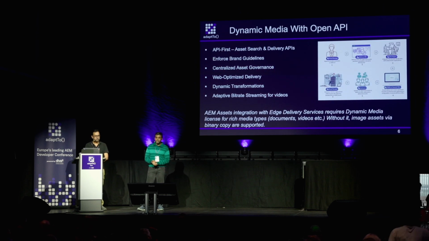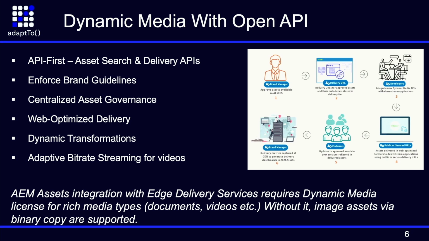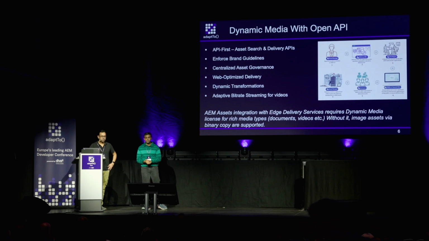Dynamic Media with Open API is the latest iteration of the Dynamic Media stack. It's an API-first approach wherein there are APIs available for asset search and delivery at scale. As developers, you can easily integrate your client applications with these APIs. It is helpful in enforcing brand guidelines, provides centralized asset governance, and also web-optimized delivery, something which is available out of the box. You get your image assets delivered in WebP, AVIF, and other web-optimal formats. Dynamic transformations for having images served in different form factors, such as mobile devices, tablets, etc., are done through the edge compute infrastructure.